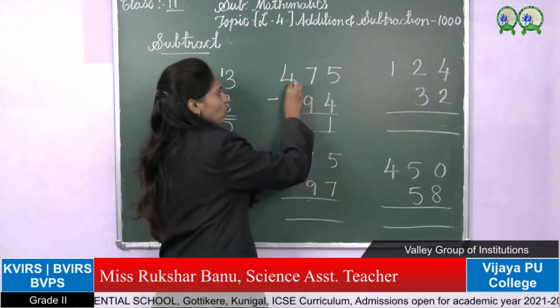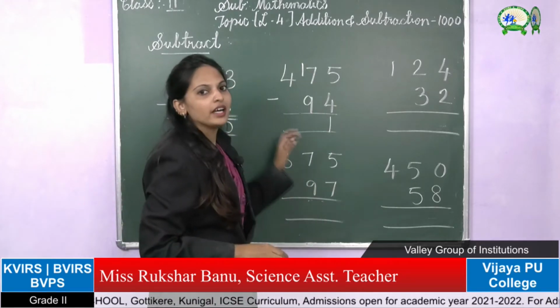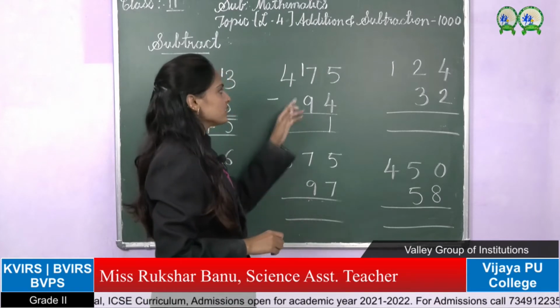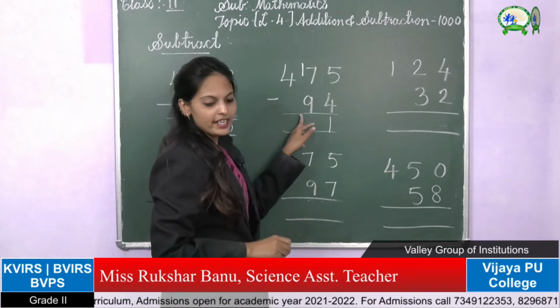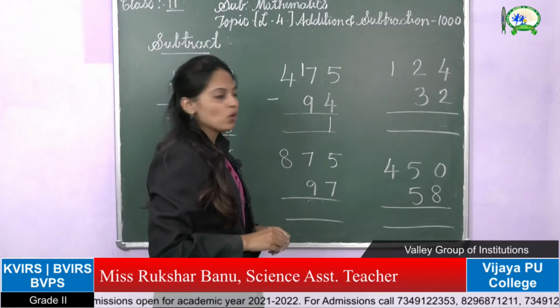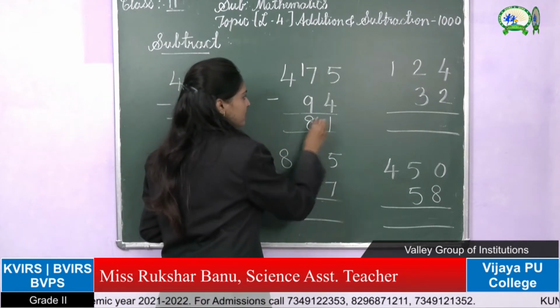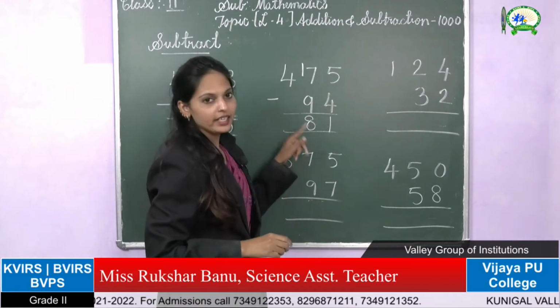So what we have to do? We take 1 from the hundreds place. So now we got 17 tens. In 17 we have to cancel 9. So 17 minus 9 is 8.